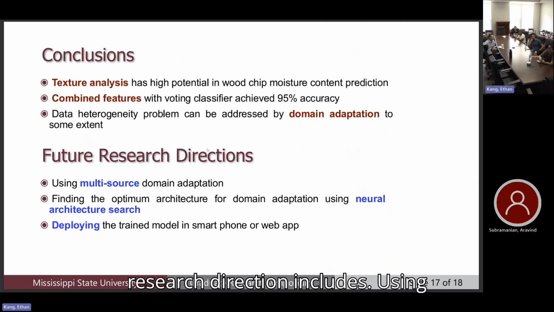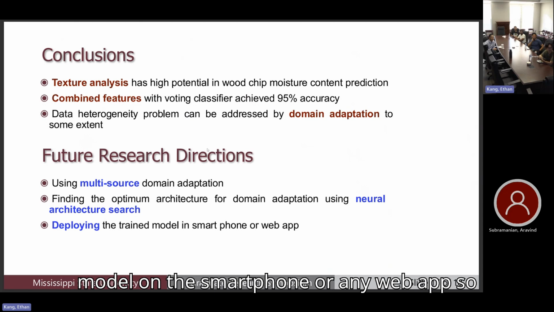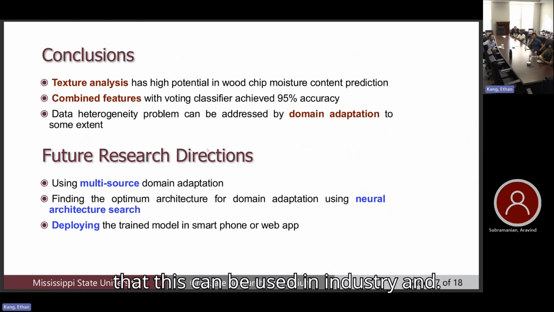The future research directions include using multi-source domain adaptation, because as you have seen that we have 3 sources of wood chips, we can combine 2 of them and try testing on the other. So we can use multi-source domain adaptation. Second one is that we can use neural architecture search to automatically generate or optimize the neural architecture for the extractor. And finally, we can deploy the trained model on a smartphone or any web app so that this can be used in industry, and this would be very helpful for determining the moisture content in the industrial scenario.